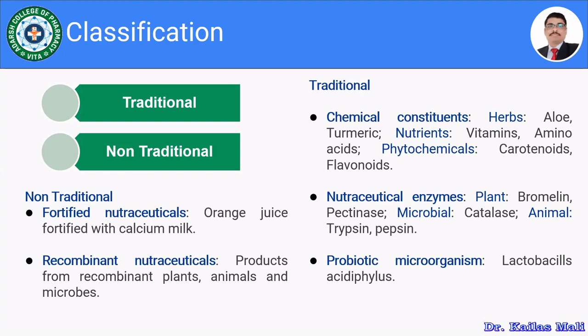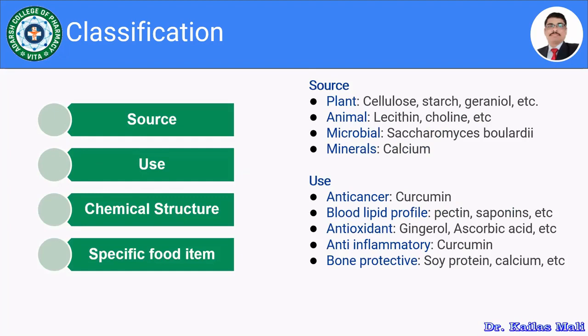So in this way, the nutraceuticals are going to be classified as traditional nutraceuticals and non-traditional nutraceuticals. Traditional nutraceuticals are furthermore classified as chemical constituents, nutraceutical enzymes, and probiotic microorganisms. Chemical constituents are furthermore classified as herbs, nutrients, and phytochemicals. And nutraceutical enzymes are furthermore classified as plants, microbial source, and the animal source. Let us move towards the further classification of the nutraceuticals.